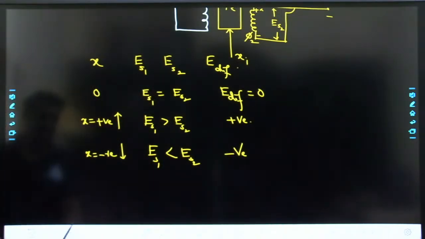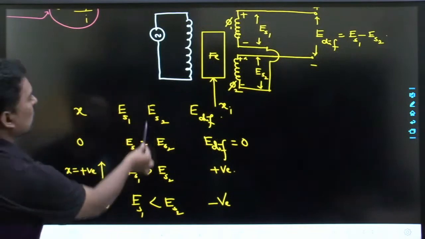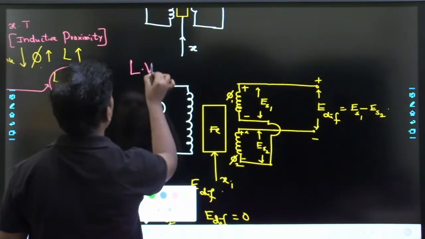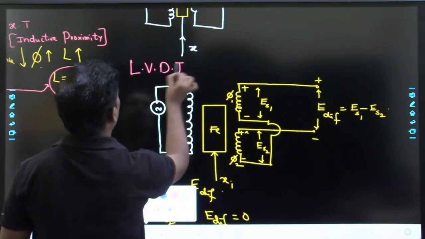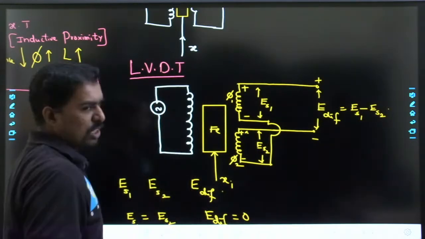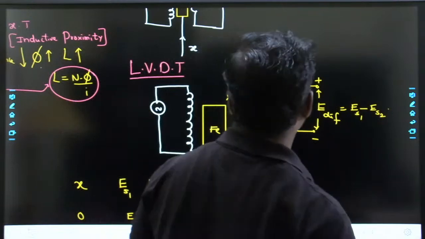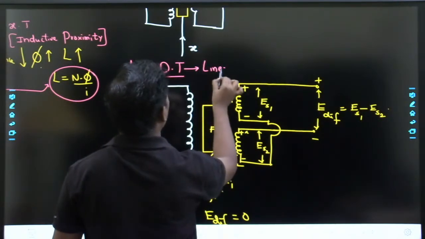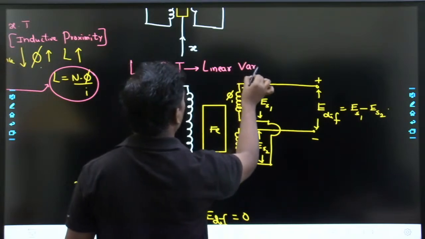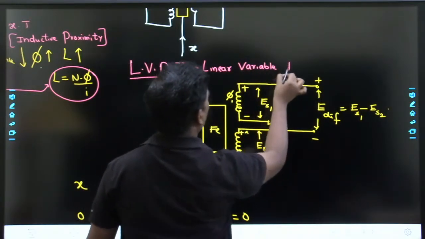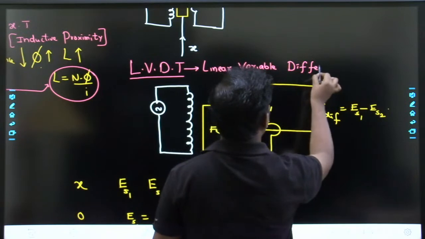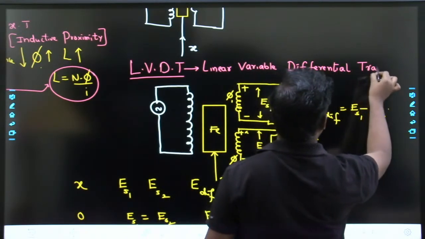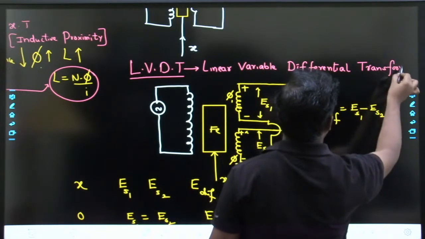So this makes the LVDT arrangement. What do we call this? Can you give the full form? Instrumentation student, can you elaborate this LVDT? What is LVDT? LVDT stands for linear variable differential transformer. Linear variable differential transformer.